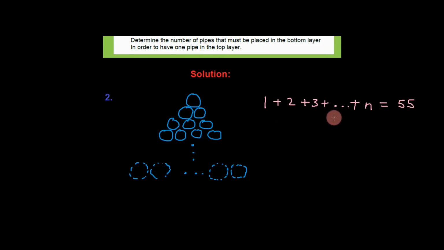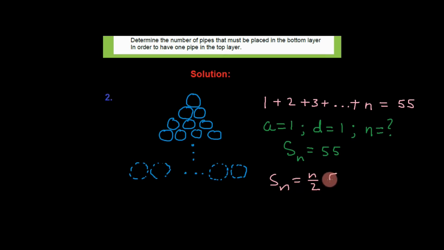So this is an arithmetic sequence or series where the first term a is 1, the common difference d is 1 as well. We don't know the value of n, the number of layers, but we are told that the sum of all the layers must be 55, or the sum of all the pipes in all the layers. So we can use a sum formula. So S sub n is n over 2 into 2a plus n minus 1 d.